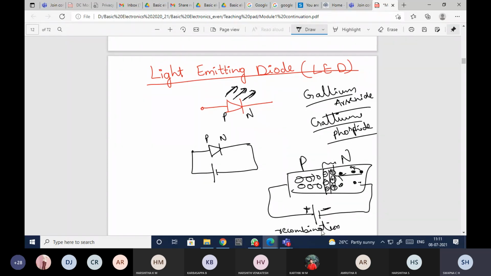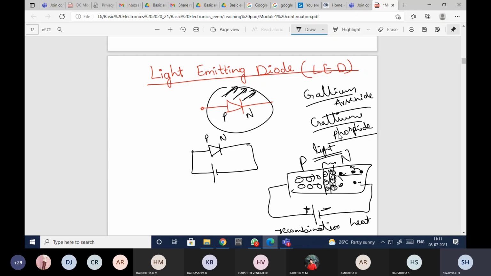Whenever this recombination is happening, this diode will emit that energy in the form of heat. Okay, so this is with the normal PN junction diode, which is made up of silicon or germanium. But in this special type of diode, which is made with a different material, whenever the recombination is happening, that energy will be released in the form of light. So that is the reason these diodes are capable of emitting light.